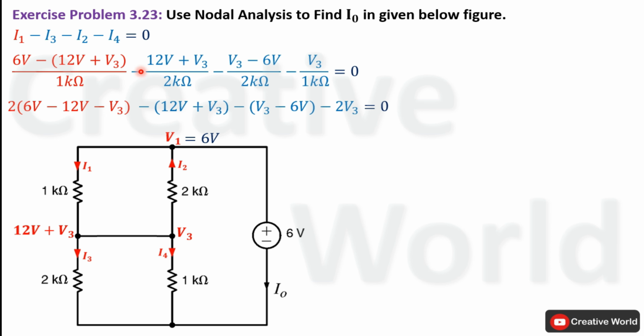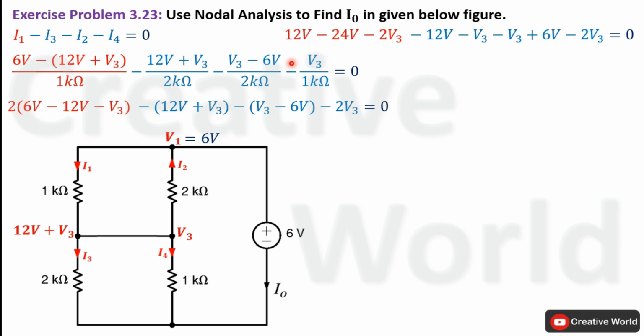Here product of 2 kilo ohm and 2 kilo ohm in denominator will cancel out with each other. Only 12 volt plus V3 will left. Here also product of 2 kilo ohm and 2 kilo ohm in denominator will cancel out with each other. Only V3 minus 6 volt will left. Here product of 2 kilo ohm and 1 kilo ohm in denominator will cancel out with each other. Only 2 will left, and that 2 will multiply with V3. It will become 2V3. Now open these brackets.